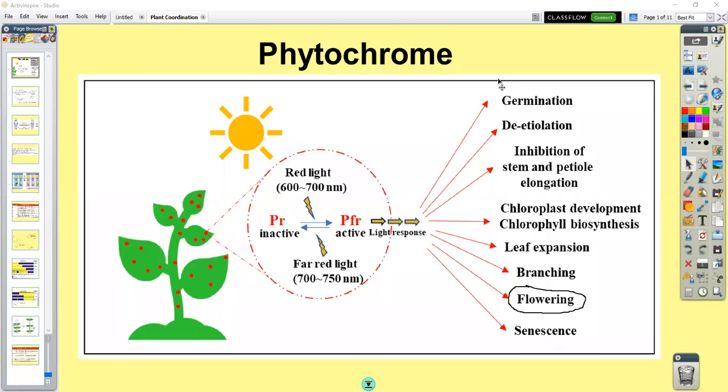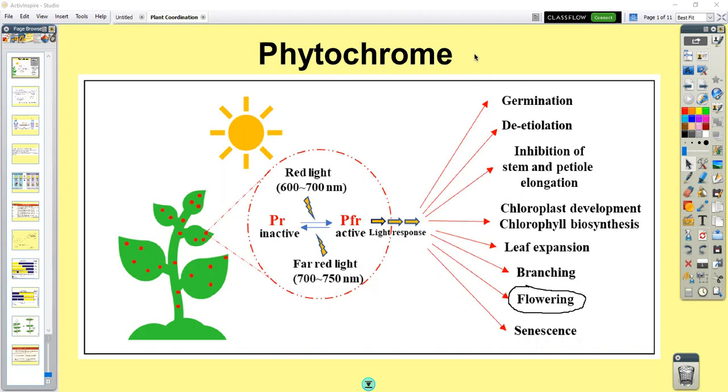Okay, so we're going to look at plant coordination, or controlling plants, often referred to as plant hormones. This involves a pigment produced in the leaves, which is called phytochrome. Okay, we have two forms of phytochrome.